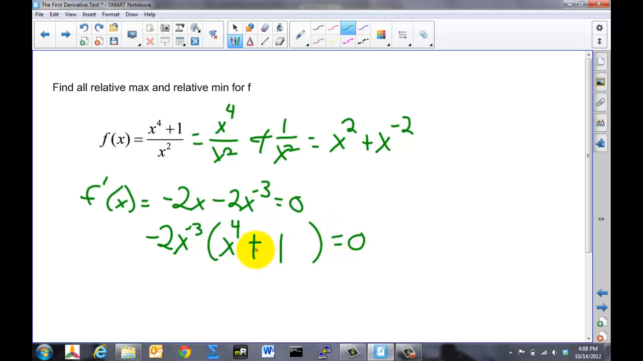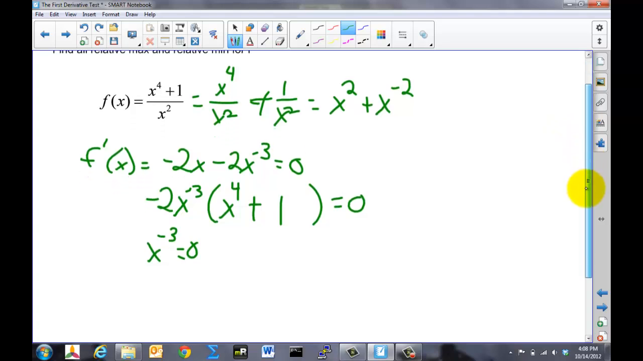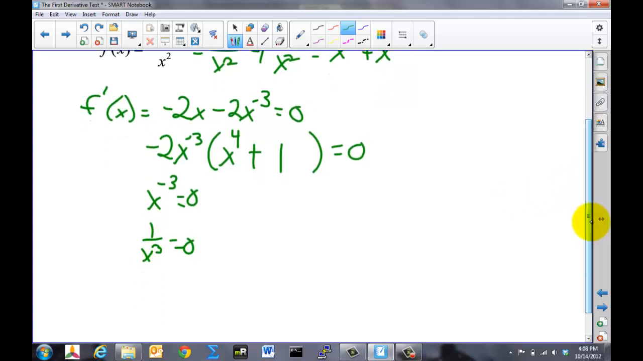Well, what do we do now? If we try to solve this out now, negative 2 is never equal to 0. x to the negative 3 equals 0. What does that mean? That means 1 over x cubed equals 0. Well, 1 can never be 0. But x equals 0 is a critical point because the derivative is undefined there. So we've got a critical point at 0.